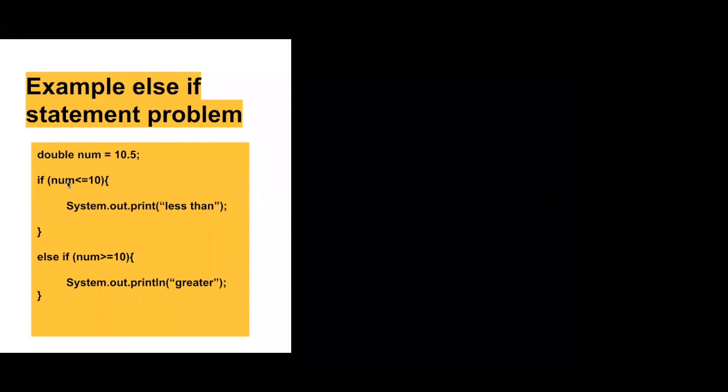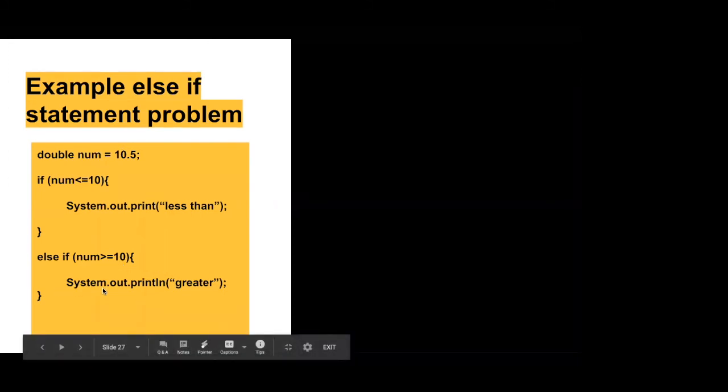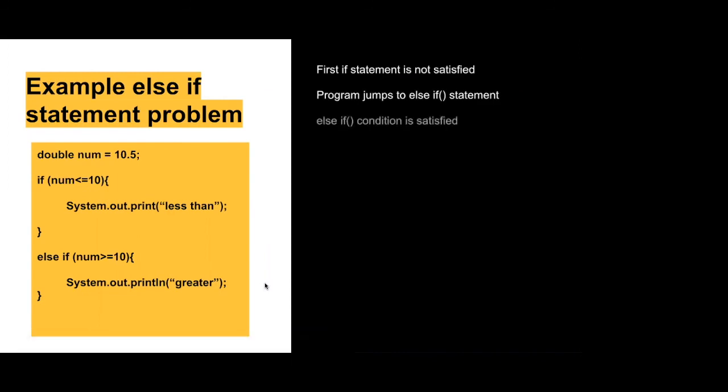And the second one is the if else if statement. So first we declare and initialize num to 10.5. Then we check the first condition. If the number is less than or equal to 10, no, it isn't. So we just continue to check the second condition. 10.5 is greater than 10. Therefore, the second part of the body will be printed out. So it just prints out greater.